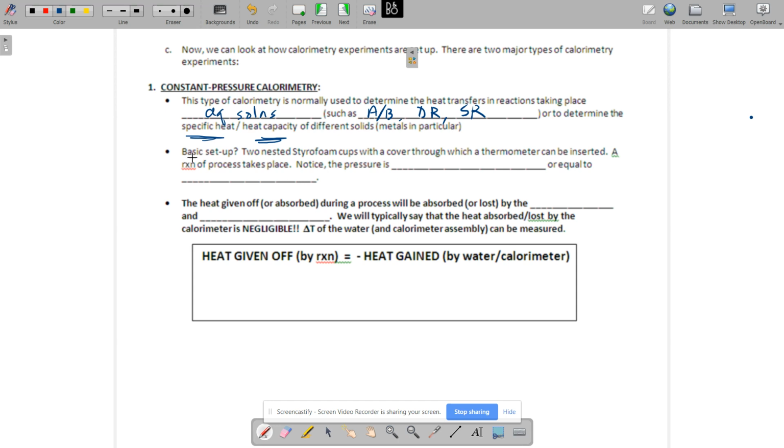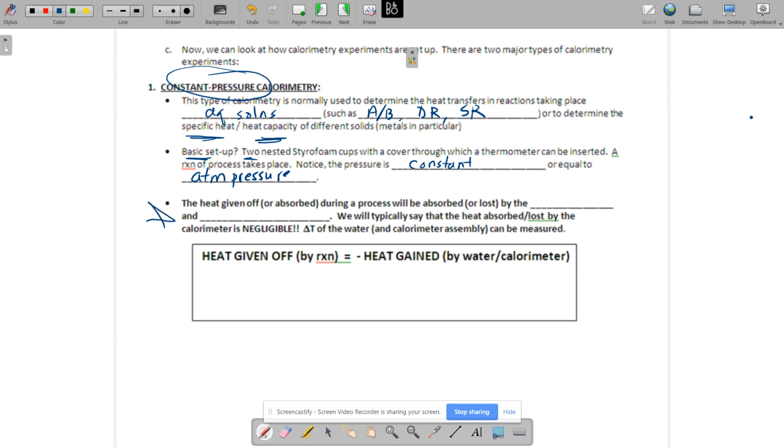As you may have already seen if you've had lab, the basic setup is two nested styrofoam cups with a cover through which a thermometer can be inserted. A reaction takes place, and please notice that because the lid has an opening, the pressure is constant, meaning the pressure inside the cup and outside the cup will be equal to atmospheric pressure. So that's where the term constant pressure calorimetry comes from. We will talk about constant volume calorimetry a little later.